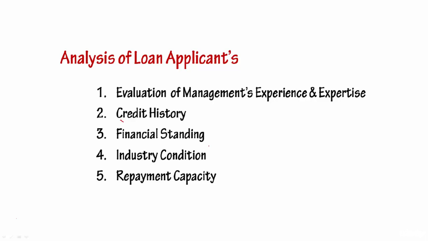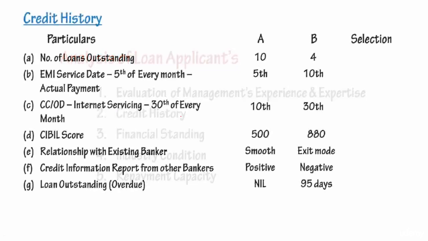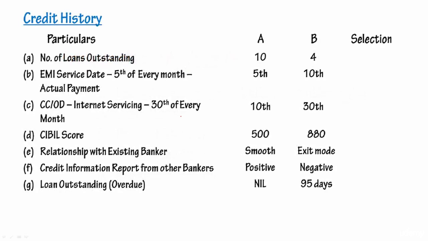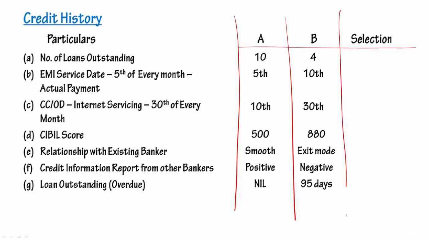Let us move on to the second aspect in the credit analysis process, that is credit history. The bankers are going to analyze the credit history of the customer, and I'm going to explain how they do it through simple examples. I have categorized various scenarios with two customers, A and B, and we'll see in which customer the banker will have more comfort.